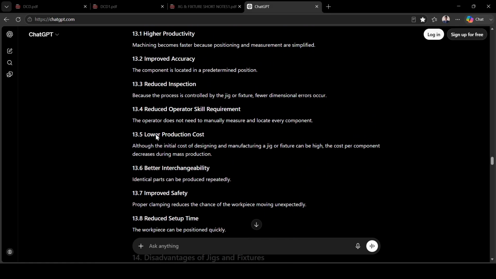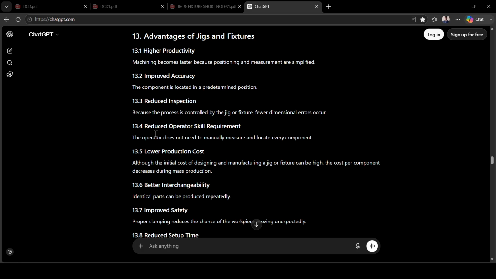Advantages of jigs and fixtures. Higher productivity. Machining becomes faster because positioning and measuring are simplified. Improved accuracy. The component is located in a predetermined position. Reduced inspection, because the process is controlled by the jig or fixture, so fewer dimensional errors occur. Reduced operator skill requirement. The operator does not need to manually measure and locate every component.